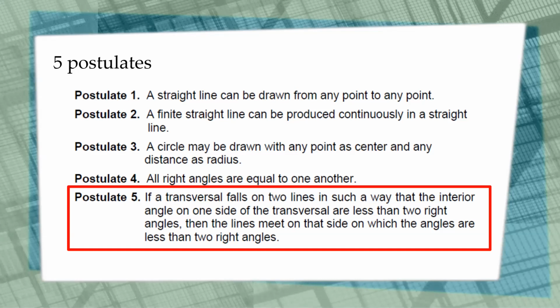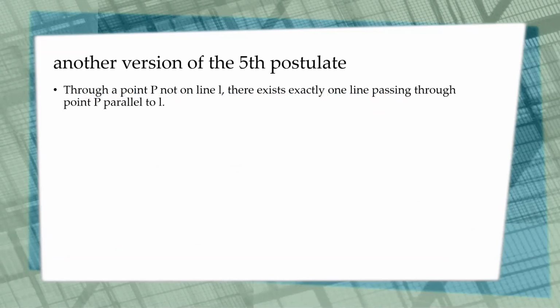Walang question dyan. And number 5, and this is also one of the controversial axioms of Euclidean geometry, is if a transversal falls on 2 lines in such a way that the interior angles on one side of the transversal are less than 2 right angles, then the lines meet on that side on which the angles are less than 2 right angles. Medyo mahirap intindihin, but there are some equivalent formulations for this. Okay? Marami siyang possible formulations that are equivalent actually to the postulate.